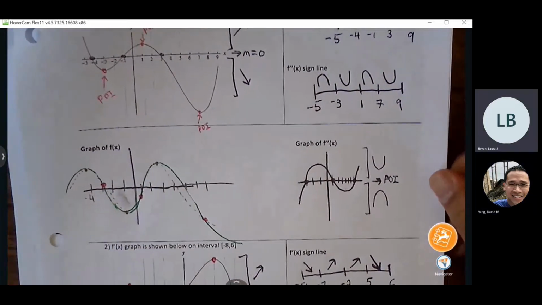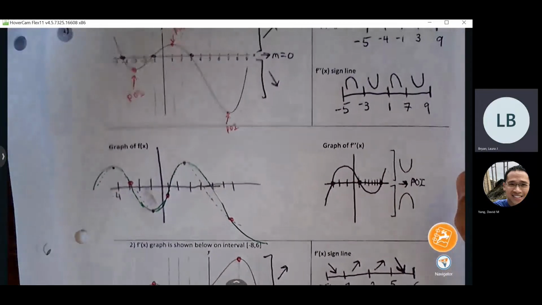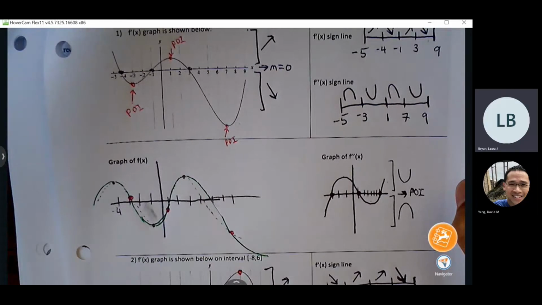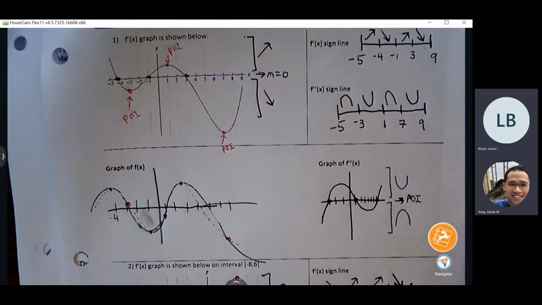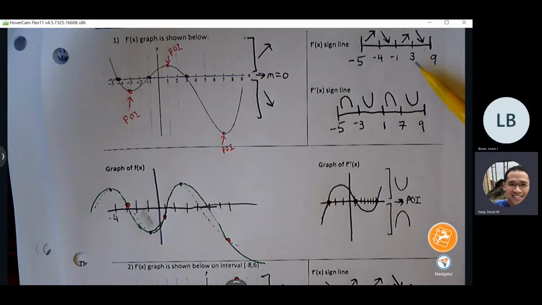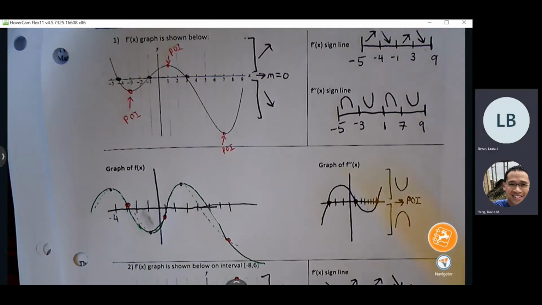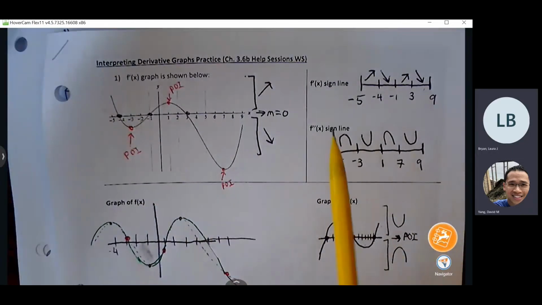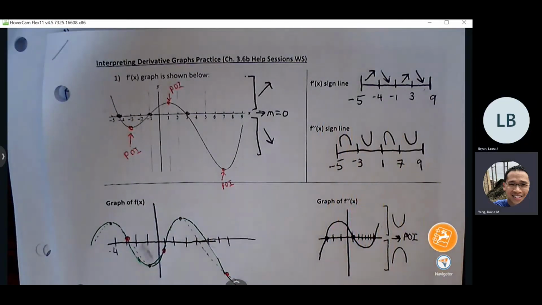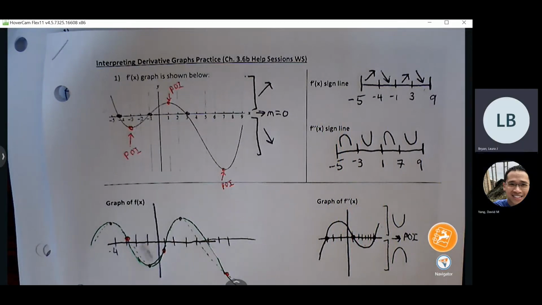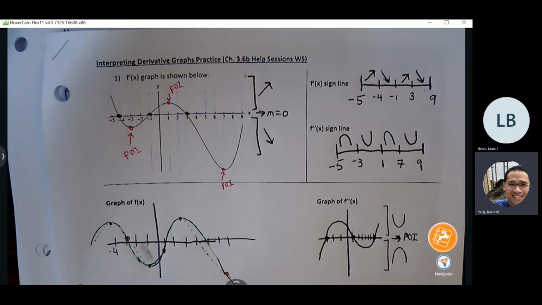I did okay. I get confused on finding the points and which points to use for the sign lines. So are you good with the sign lines? No. Okay, okay. Yeah, go ahead. We can do that tomorrow morning or Thursday morning. Okay.